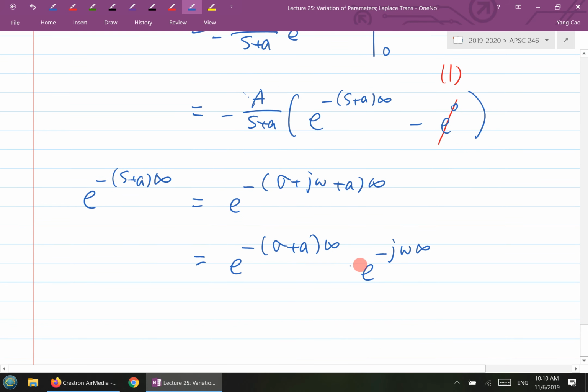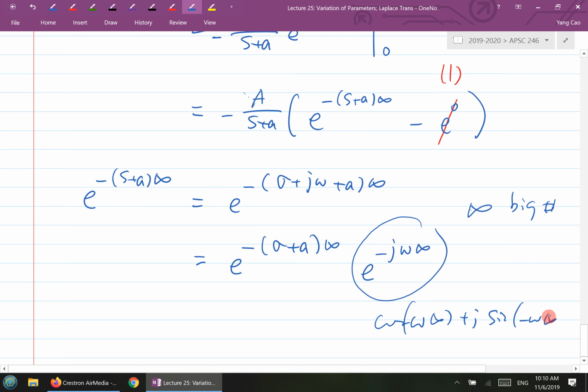Now, if I look at these two exponential functions, this is a very big number, but it doesn't matter how big it is. When you have e to the power j omega times any number, this is basically cosine of that angle plus j times sine of that angle. So what this essentially is, is just a complex number with some oscillations, so we can't do anything with it. We end up with a complex number.